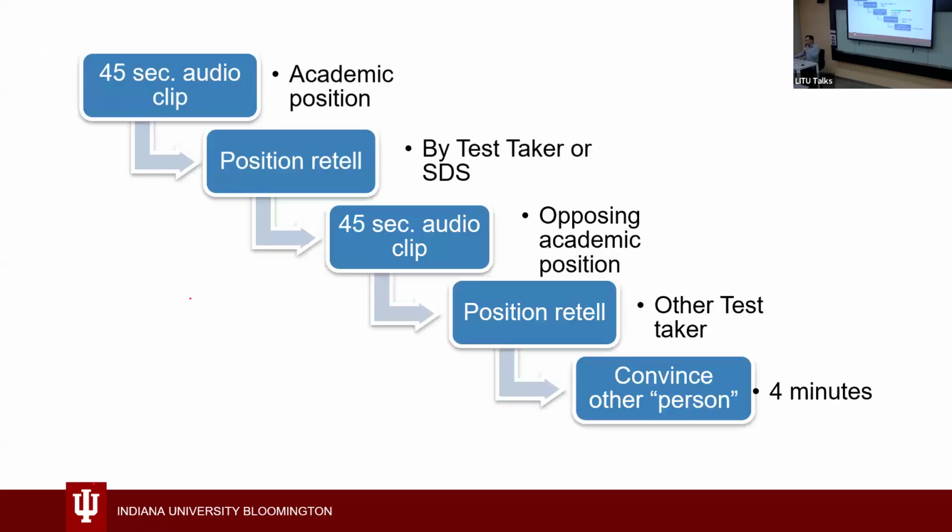Yeah. So here are more details about this task. They talked about some academic topic, and then they hear some issues for 45 seconds in audio. And then the position is retold about the specific topic, either by the test taker or the spoken dialogue system. And then they have another 45-second audio clip, which has some opposing academic positions. And then you have to retell another position on the same topic, right? And then you have to convince the other party for the remaining 4 minutes. So that's your job here. If you talk to the computer, you have to convince the computer. That's how you do it.